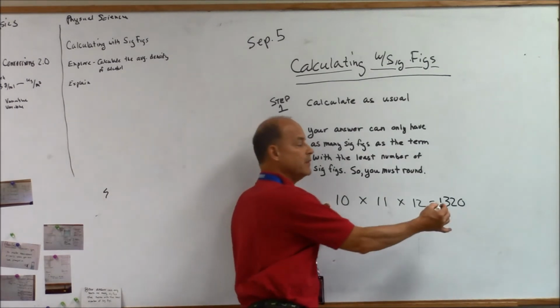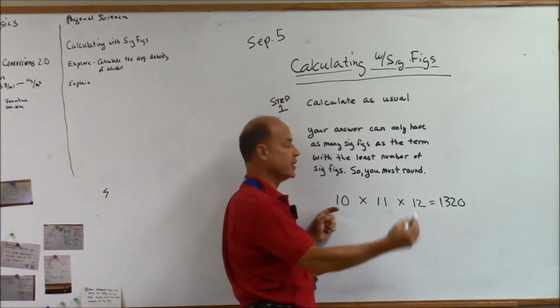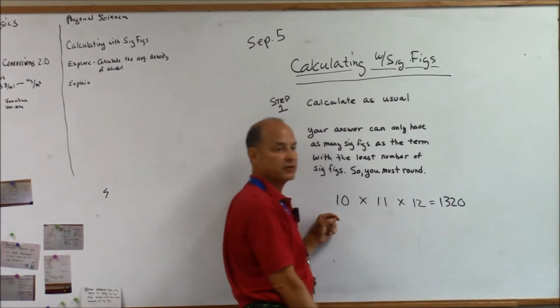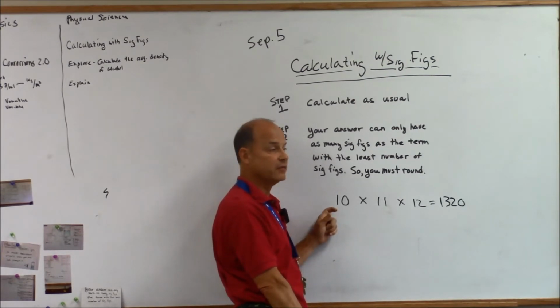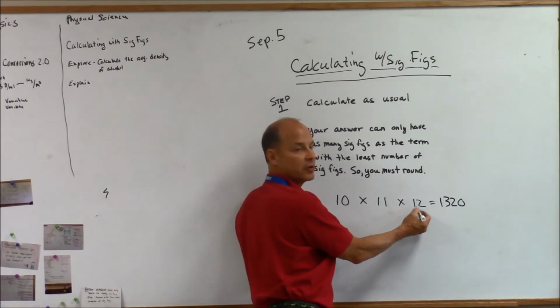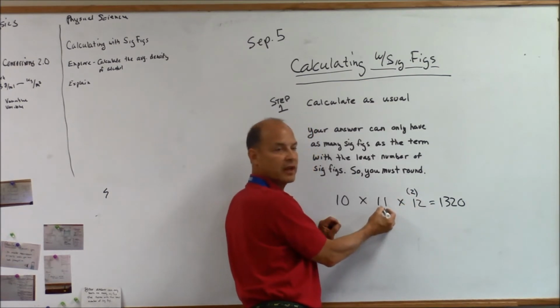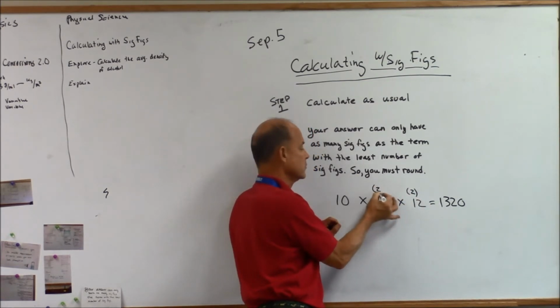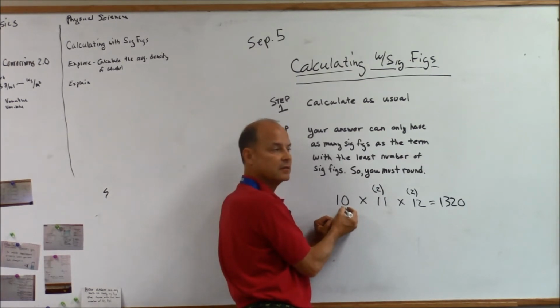In order to figure out how many sig figs your answer has, we have to go back and look at how many sig figs each term has. So this is where the last lesson on determining the number of significant figures is important. How many significant figures are in the number 12? 2. How many significant figures are in the number 11? 2. How many significant figures are in the number 10? 1.